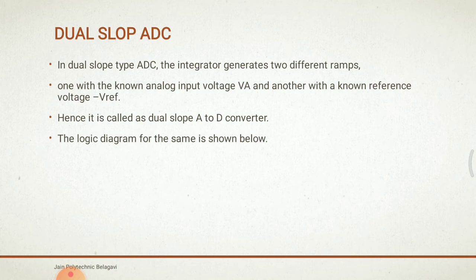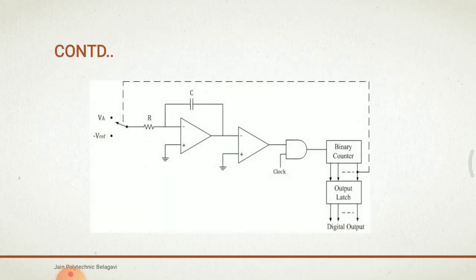Okay, so it is going to generate two different ramps, two different signals, so we are naming it a dual slope analog to digital converter. This is the logic diagram you can observe here. Here, the binary counter initially is going to count with 0 0 0 0. The output of the integrator is reset to 0 volt.